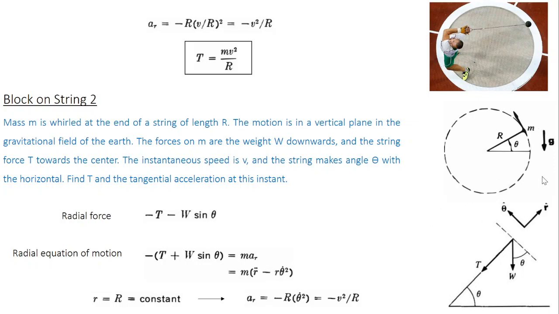As in the previous case, we are talking about circular motion. Radius is a constant, so r double dot vanishes and you have a_r equal to minus r theta dot squared, which is nothing but minus v squared by r.